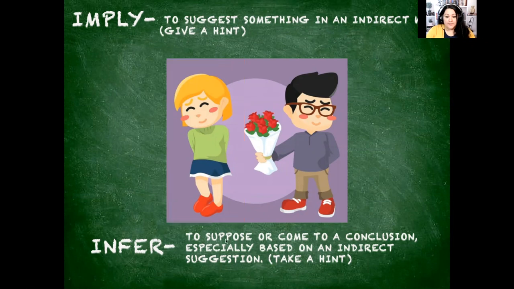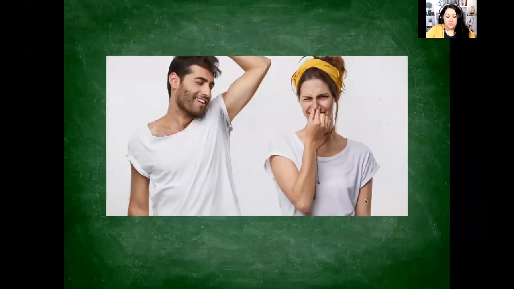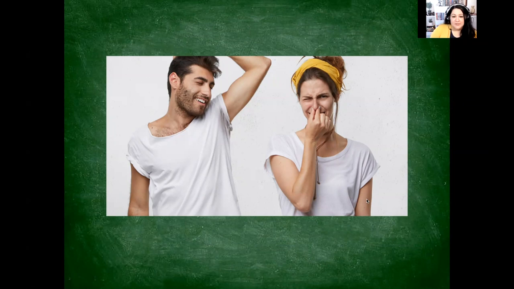Okay. Let me show you another one. Oh, man. Can you think of any implications or inferences you can make from this picture? He's kind of implying that his armpit smells good, right? Like he looks like, yeah, enjoy it. And she is definitely implying to us, the viewer, that his armpit is stinky. Okay. We can make an inference based on her face that his armpit is stinky.